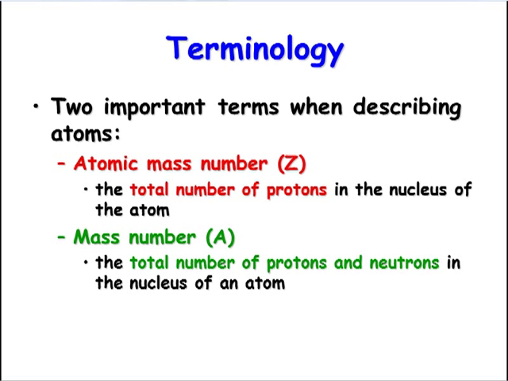Now, when we're doing nuclear decay series later in the topic, we will represent it like this. So X will be the symbol for the element, A is the mass number, the larger of the two, Z is the atomic number, the smaller of the two numbers.